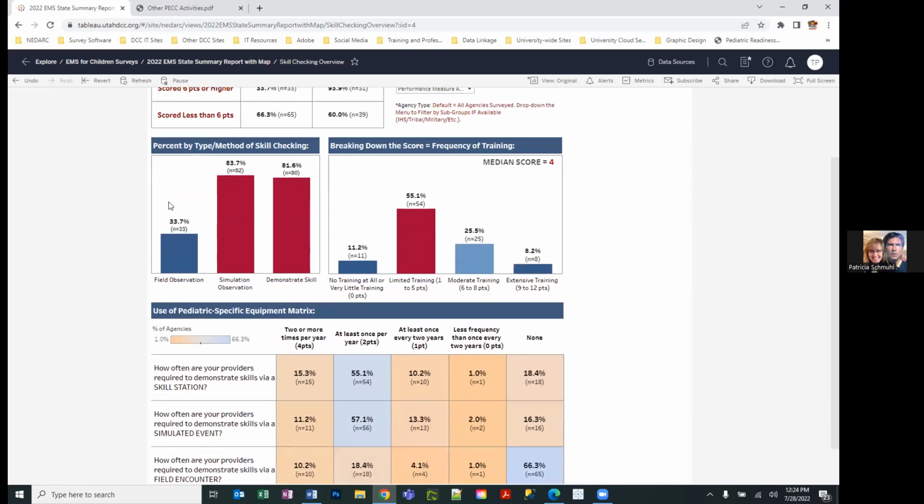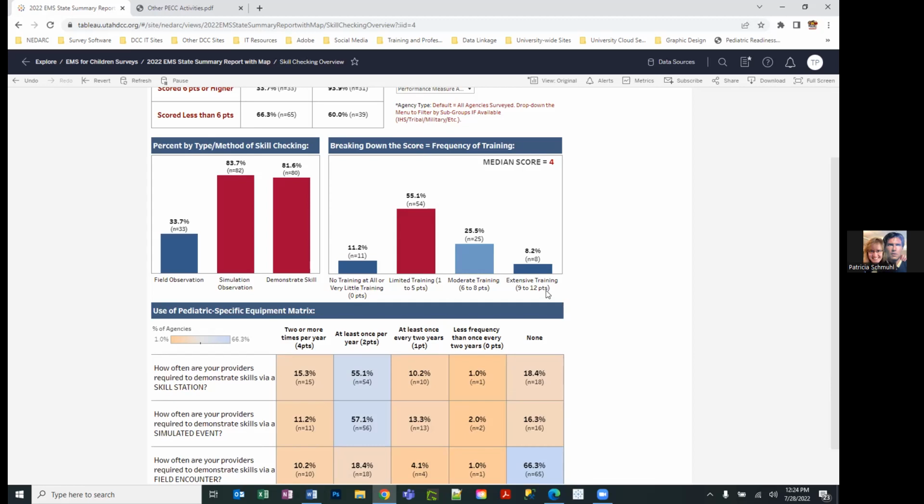So we have here what types of skill checking are going on, and these are in the 80%. And field observation is low, which we see across the nation. Then we see the frequency of training. And this bar chart here is very similar to the way the bar chart looks in the nation. So I don't want anybody to be discouraged.